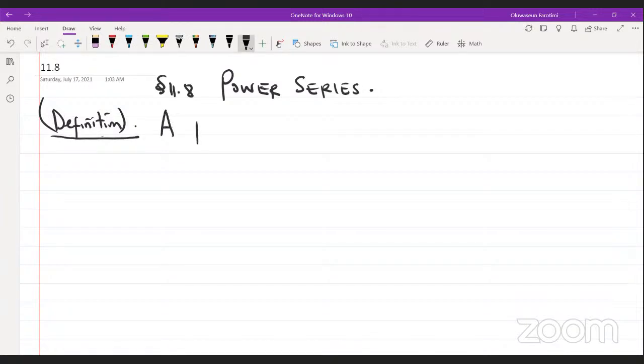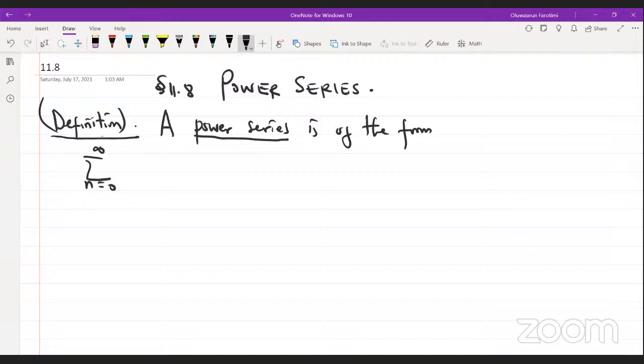Now a power series, let me underline this, is of the form: you have a sum, n from 0 to infinity, of Cn, which are the coefficients, times x to the power of n, equals C0 plus C1x plus C2x squared plus C3x cubed, on and on.